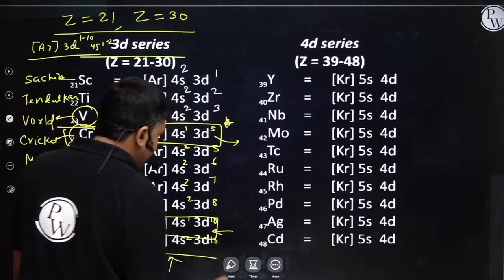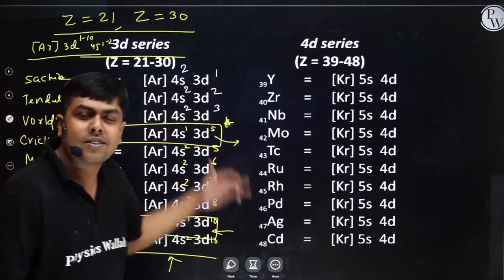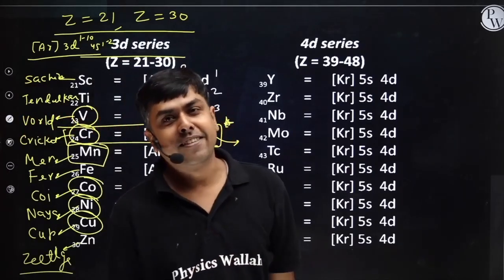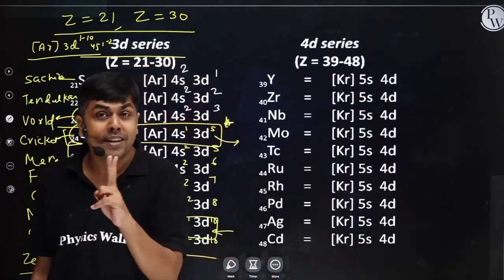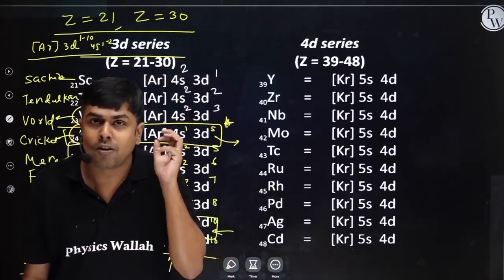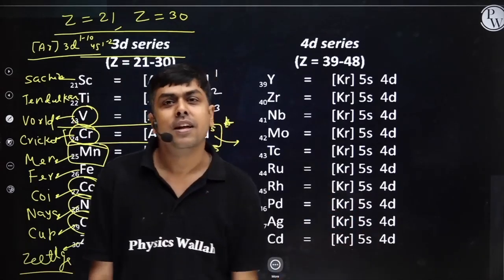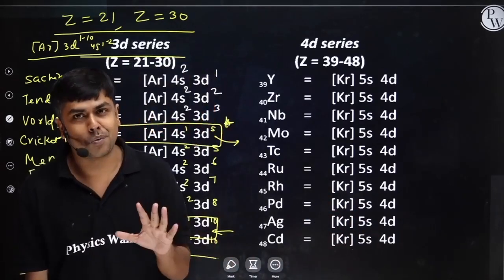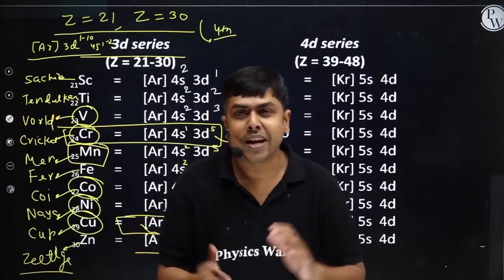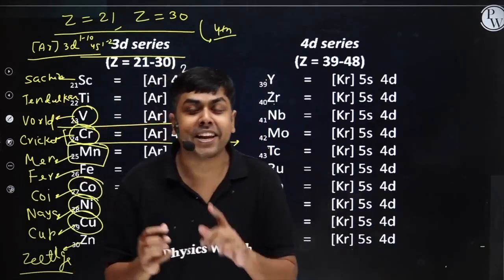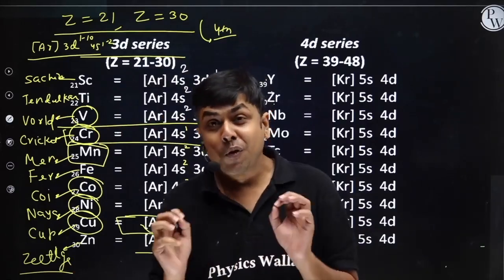Am I clear, students? I hope you are crystal clear with this 3d series. Right, the important configurations, the exceptional ones, are for chromium and copper. Chromium 3d5 4s1, copper 3d10 4s1. Right, students, now let's move to the next series, and that is the 4d series.